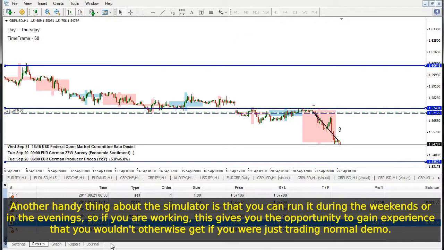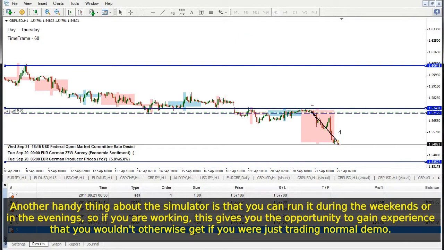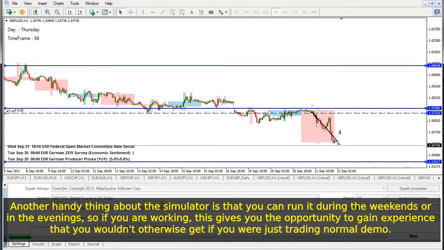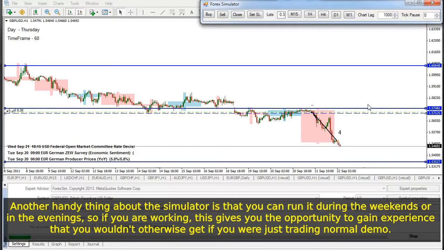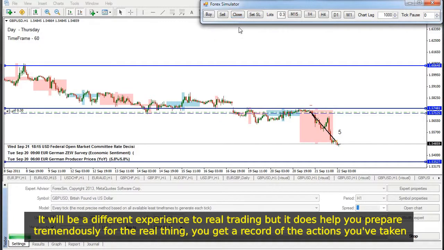Another handy thing about the simulator is that you can run it during the weekends or in the evenings, so if you are working, this gives you the opportunity to gain experience that you wouldn't otherwise get if you were just trading a normal demo. It will be a different experience to real trading, but it does help you prepare tremendously for the real thing.